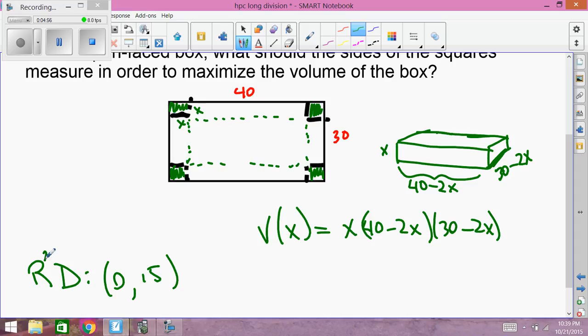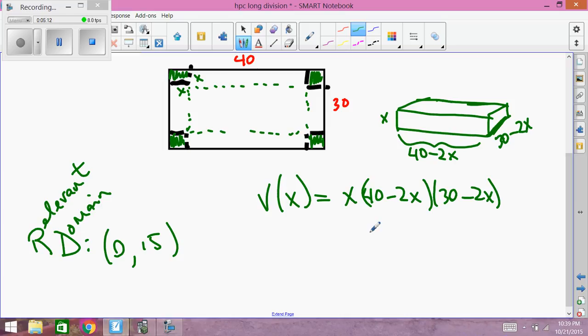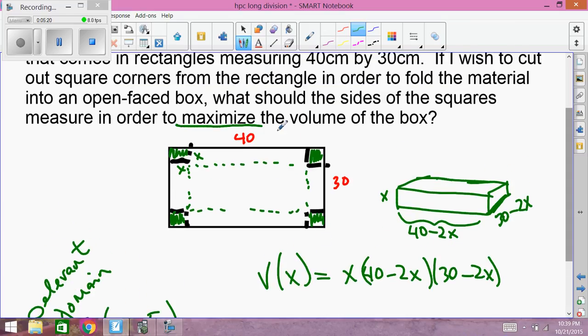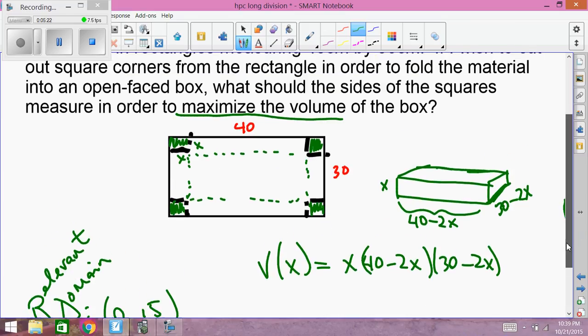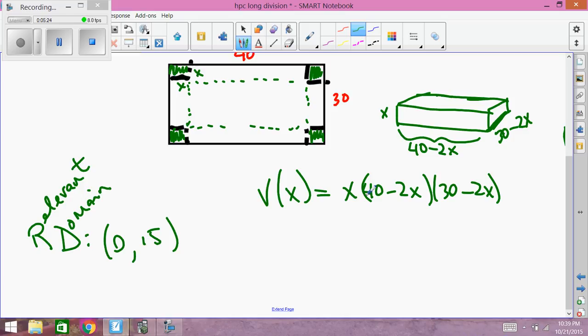Okay, so our relevant domain is that there. Make sure that you understand that, okay? So now what I'm going to do is think about this graph a little bit. What I want to find is the maximum volume of the box. So is volume our X value or our Y value? Correct. It is our Y value.